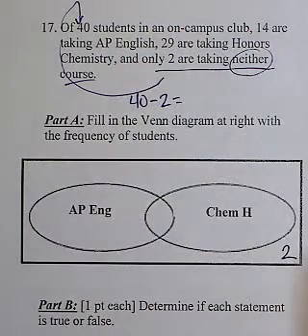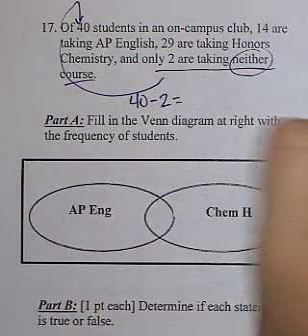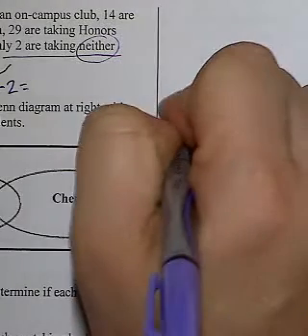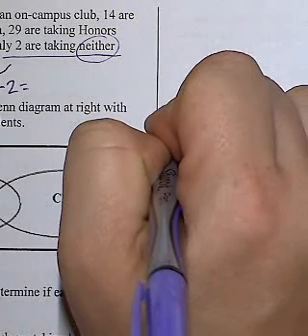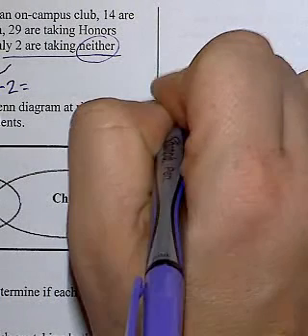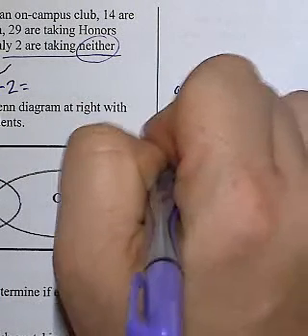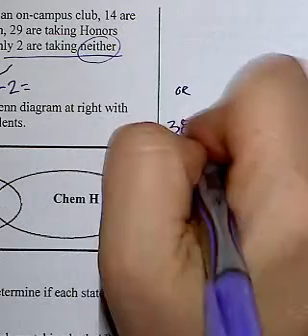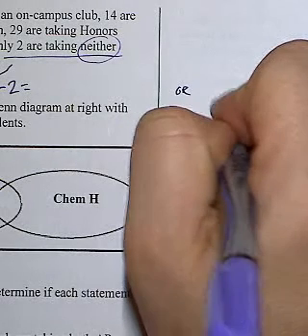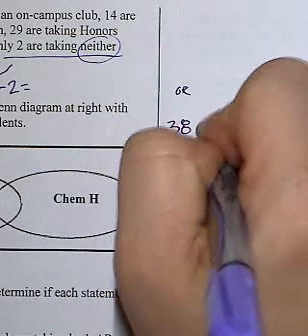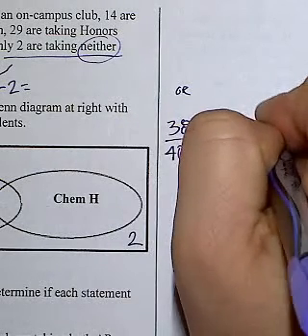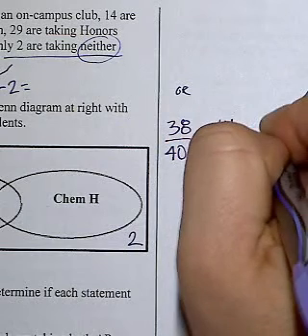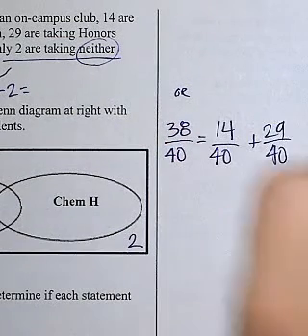Now, I'm going to come over to the side and I'm going to go, okay, I know 38 are in either English or chemistry out of the 40. And I know specifically for this problem, 14 are in English. And I know specifically that 29 are in chemistry. But I don't know how many of them are overlapping.